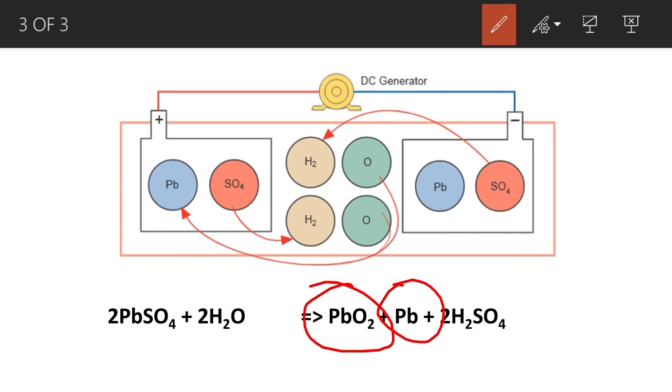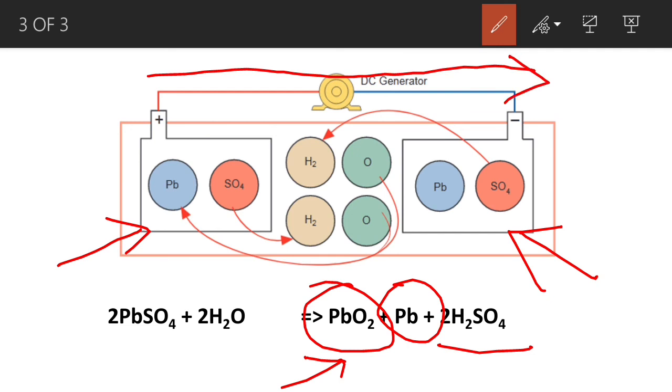On the cathode, the sulfate ion will be attacked by hydrogen to form sulfuric acid, H2SO4, and the oxygen will attack lead to form PbO2. Similarly, the sulfate ion will go with hydrogen to form sulfuric acid, and lead will remain on the anode. Remember that during charging the flow of electrons will be from the cathode to the anode.